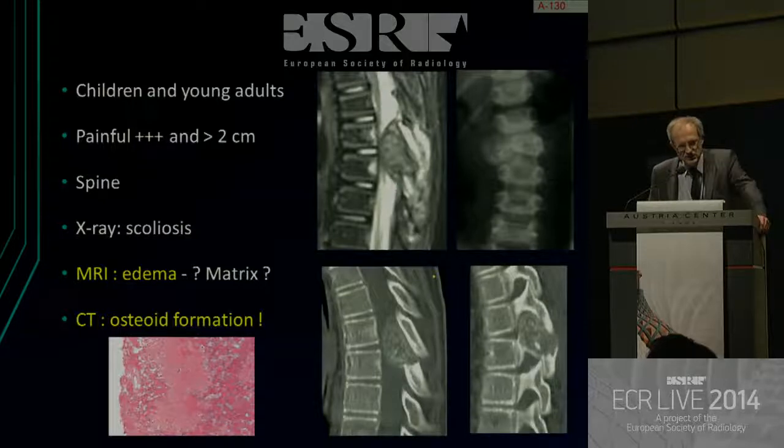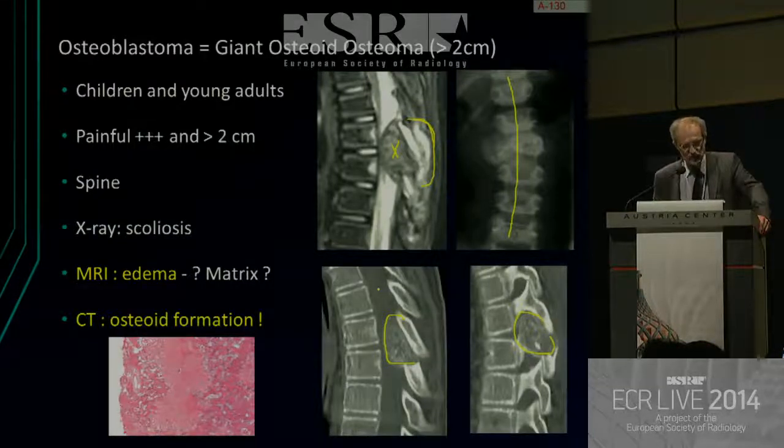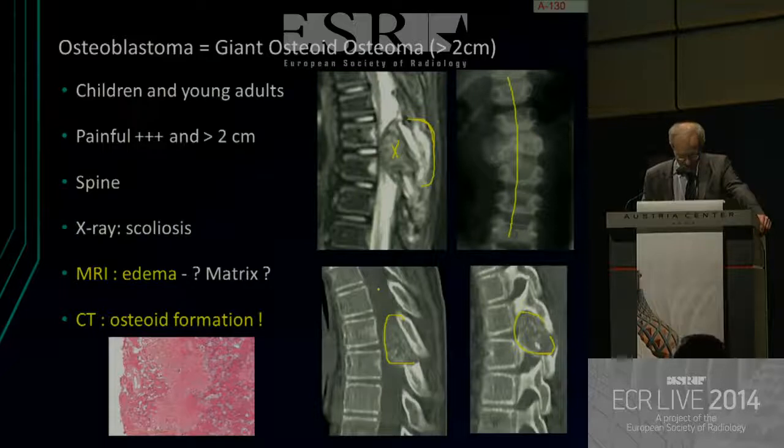The next lesion is also osteoid producing. It occurs in children and young adults. It's painful again and larger than 2 centimeters. It's frequent in the spine, and patients can have an antalgic scoliosis. On MRI, you see edema surrounding the lesion, but the problem with MRI is that you cannot assess the matrix. You don't see the matrix. So in this case, we need again a CT scan to see the matrix, and we see again there is osteoid formation. So the name of this lesion is an osteoblastoma, which is a giant osteoid osteoma.